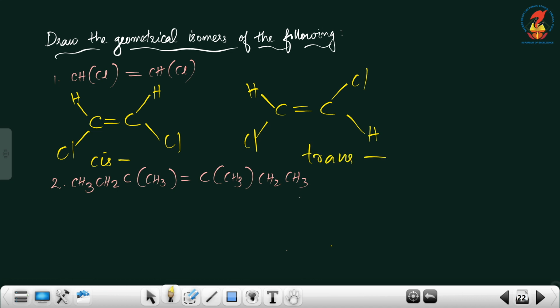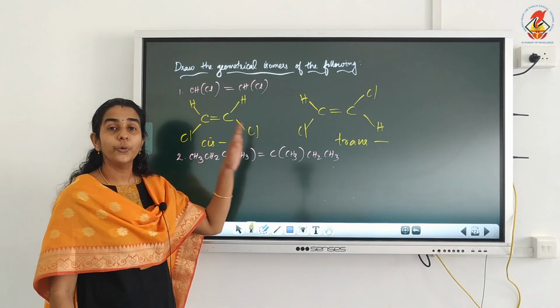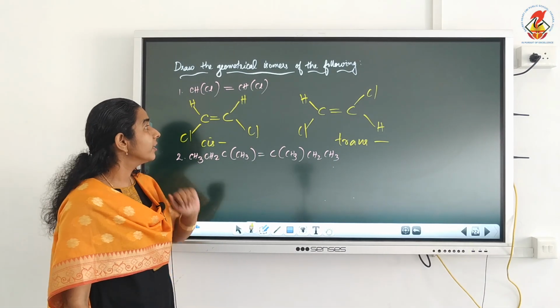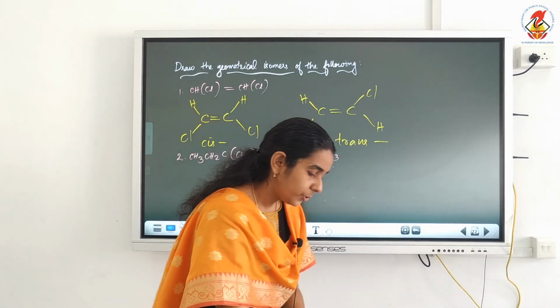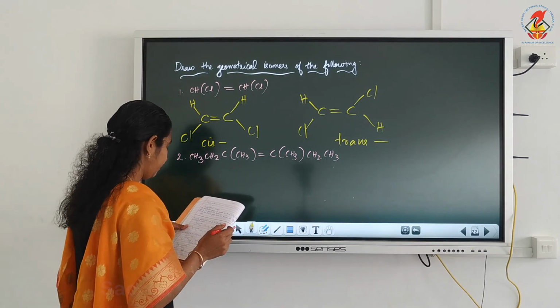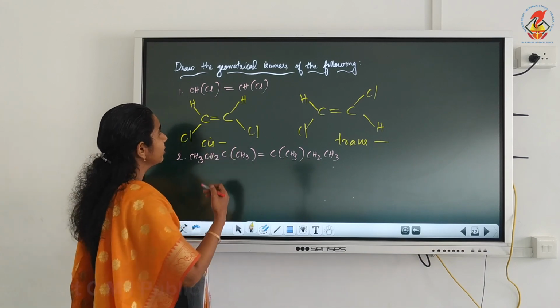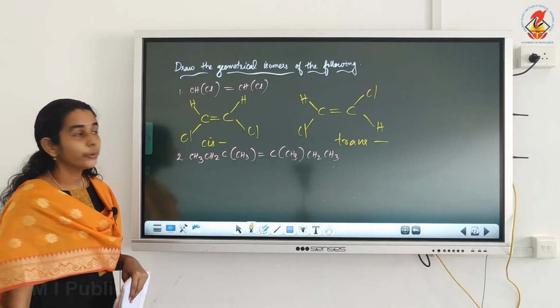When you write the cis and trans isomer, write cis and trans followed by the complete name of the compound. So what is the name of this compound we are getting? This we already wrote. This is actually 1,2-dichloroethene itself.